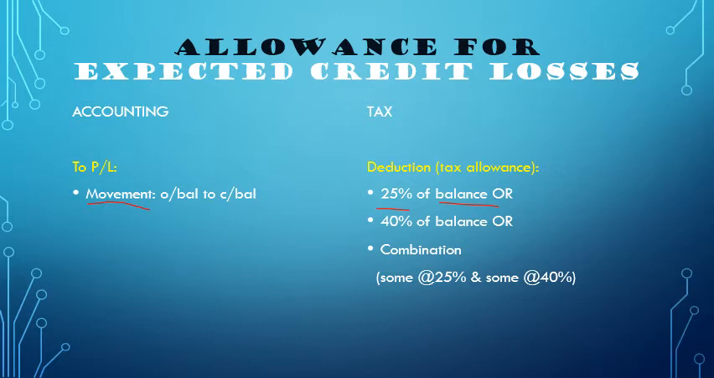Now, this percentage may either be at 25%, or it can also be at 40%. It may also be a combination of these two percentages, meaning some debtors might be included in our allowance for expected credit losses, and a deduction allowed for that at 25%, while for some debtors the allowance will be at 40%.